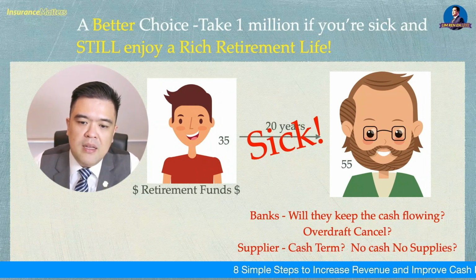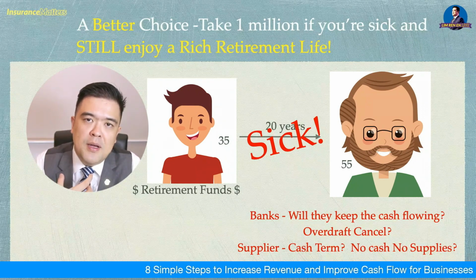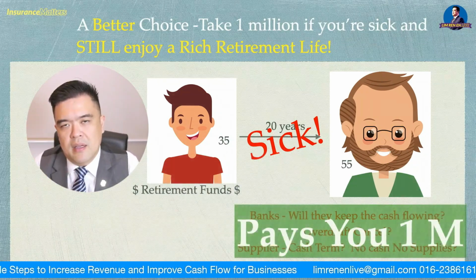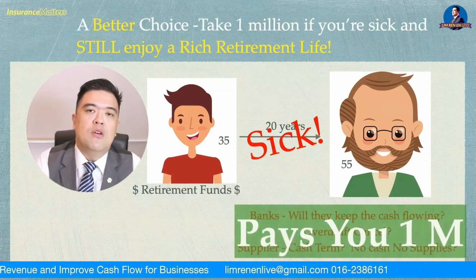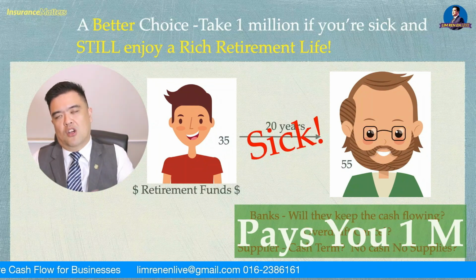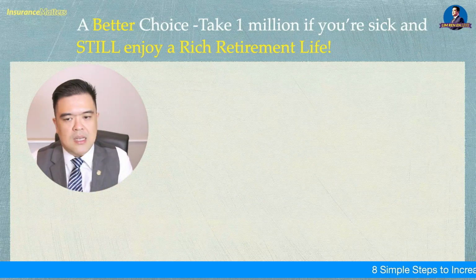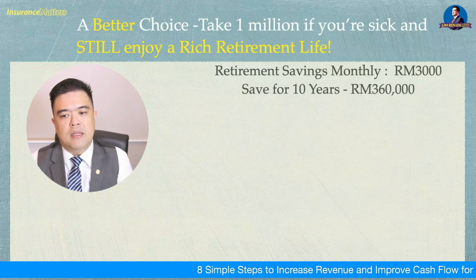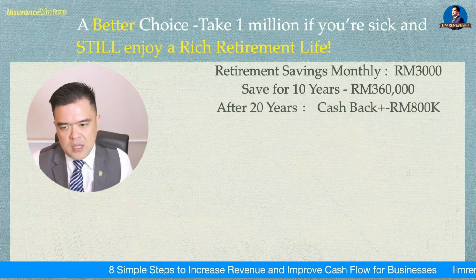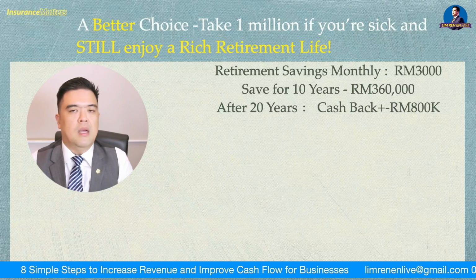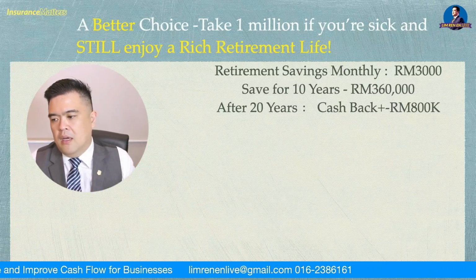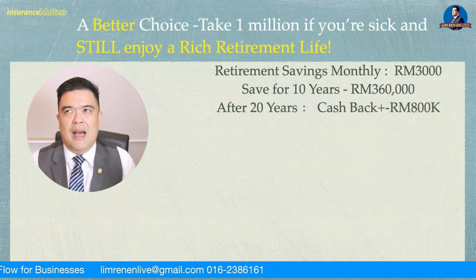What happens is that if you take my kind of plan for retirement, the insurance company is willing to pay you $1 million upfront if you're sick and not able to work. So this is how the plan works. The retirement savings is 3,000 every month. You save for 10 years and that's it. Don't save anymore. After 20 years, you get back double of whatever you have saved, plus minus about 800,000, at an interest rate of about 4.5%.